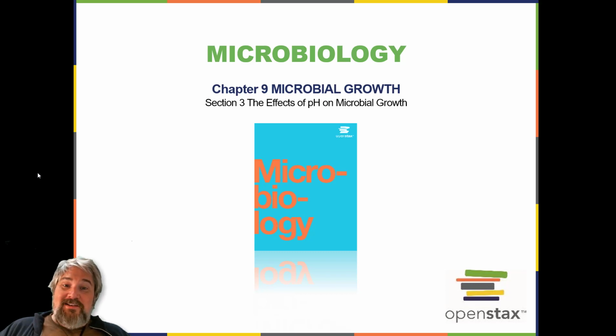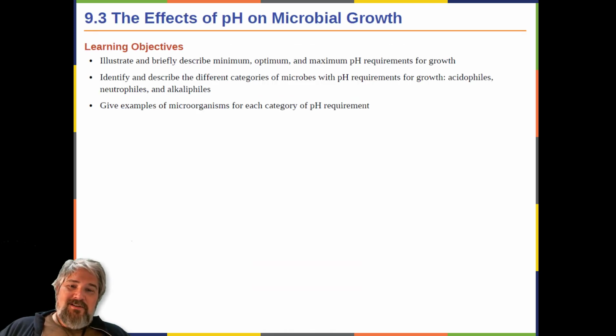Welcome to Chapter 9, Section 3, The Effects of pH on Microbial Growth. Learning objectives. Illustrate and briefly describe minimum, optimum, and maximum pH requirements for growth. Identify and describe the different categories of microbes with pH requirements for growth: acidophiles, neutrophiles, and alkalophiles. Give examples of microorganisms for each category of pH requirement.